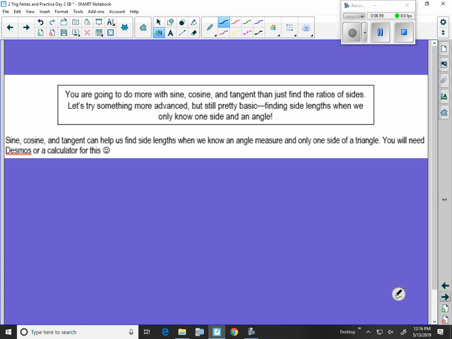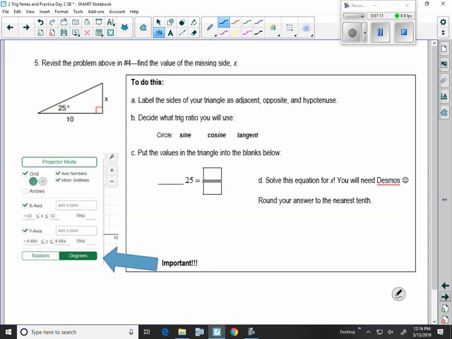I'll get my calculators out if you decide that you want a calculator. If you want to use Desmos, that's fine. Which one would be easy? They're both pretty easy. I think the calculator is easiest, but it doesn't really matter. You can do it on Desmos as well. So before we get started, if you are on a calculator, you are going to press the mode button. If you're on a calculator, press mode.